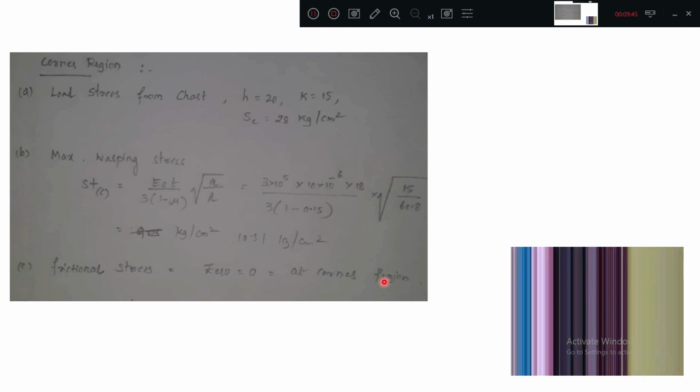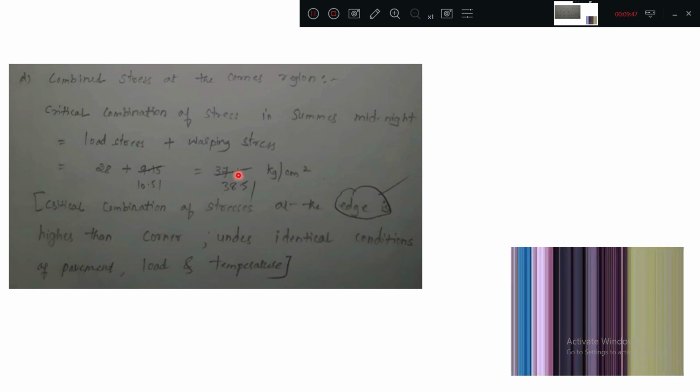That is the standard. So the critical combination is load plus warping. In the corner no frictional stress will come. So load plus warping: 28 plus 10.51. This is a previous calculation, so I think some mistake I had done, that is why I have made a strike mark. 28 plus 10.51 equal to 38.51.